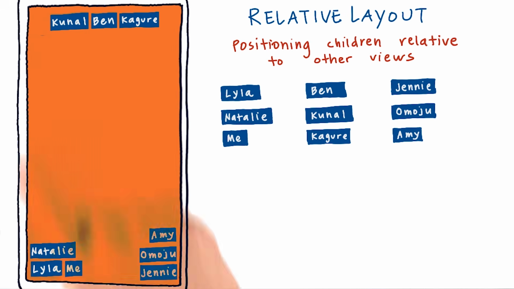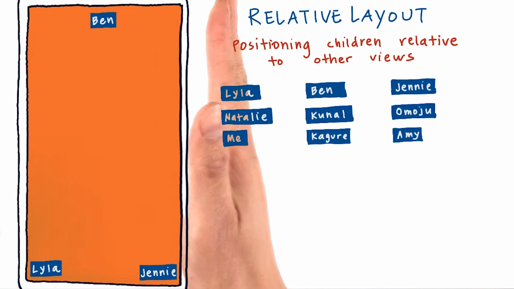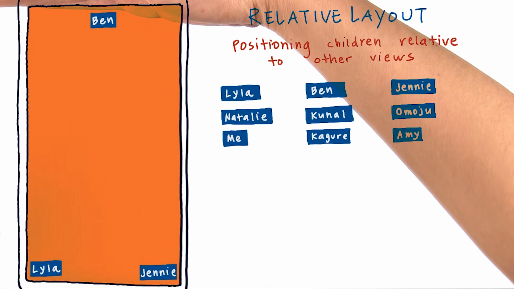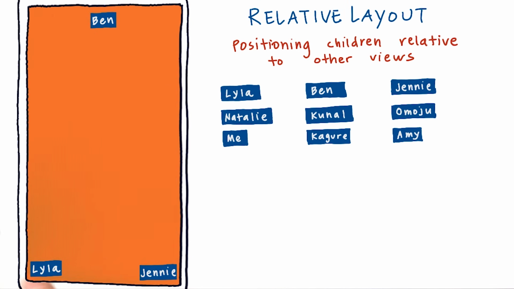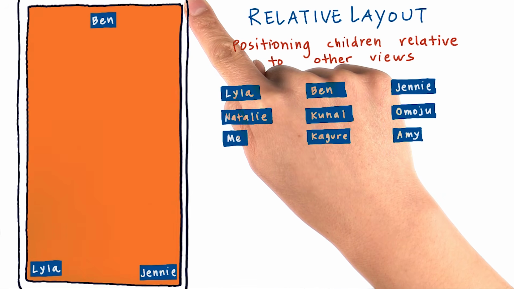So could we build this seating arrangement in XML using text views and a relative layout? We know how to position views in corners. So the Lila text view would be aligned to the parent's left edge and bottom edge. The Jenny text view would be aligned to the parent's right edge and bottom edge. For Ben, we would align him to the top edge of the parent. By the way, we're assuming that the parent is the full width and height of the screen. So we've set match parent for width and height.